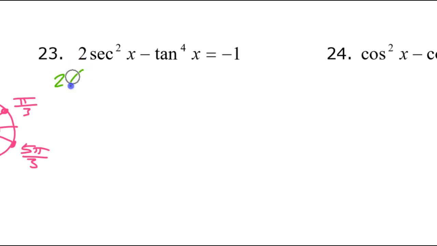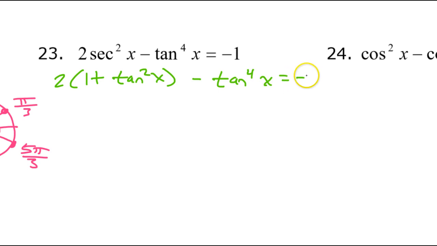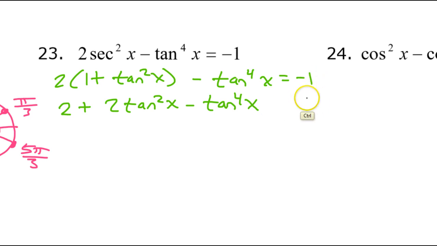So instead of secant squared, I'm going to have 1 plus tangent squared. Okay, and then minus tangent to the 4th power is equal to -1. All right, now it's all tangent, so this should be doable. If I do the distributive property here, that's going to give me 2 plus 2 tangent squared minus tangent to the 4th power. Might as well go ahead and add 1 to both sides, so this will be plus 1 is equal to 0. Now, the 2 and the 1 are like terms. That's going to make a 3.